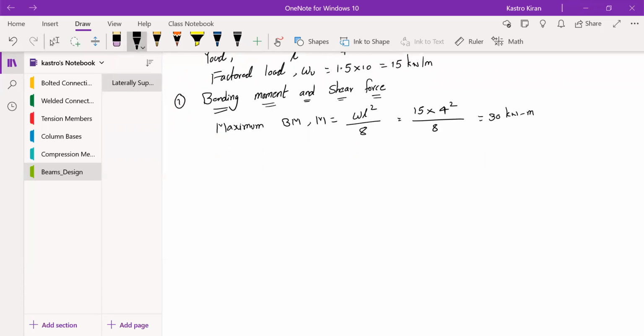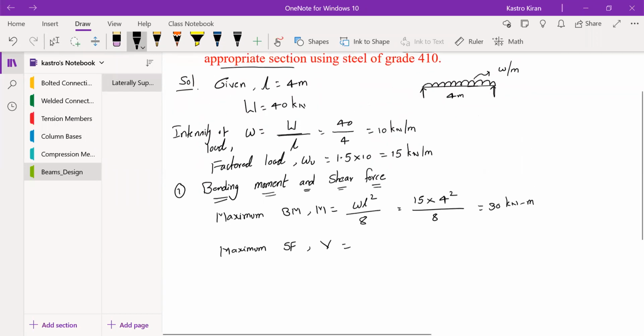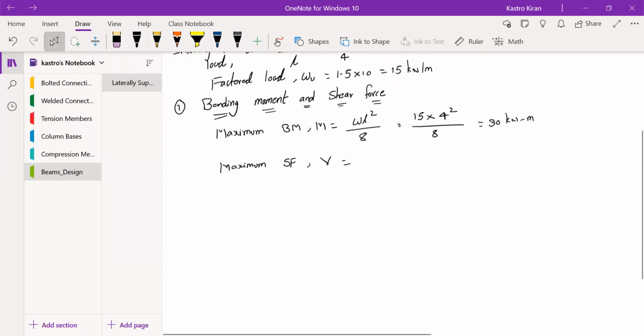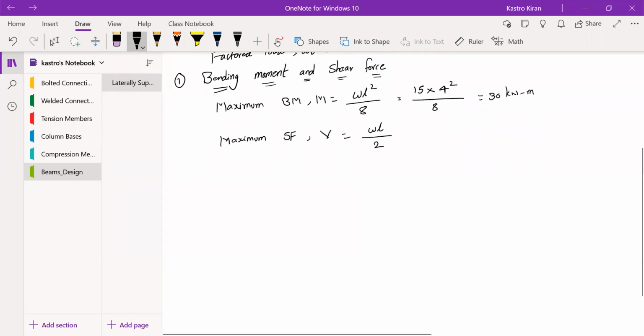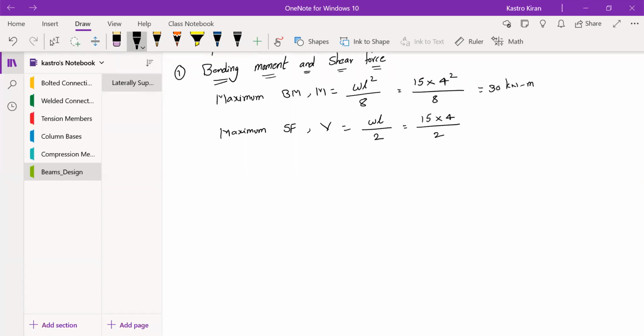Okay. Similarly, you also have to find out the value of maximum shear force, SF, which is denoted with the symbol capital V. So you know the formula, I guess you have an idea about this. The maximum shear force for a simply supported beam carrying UDL is WL by 2, right? So this is the formula to find out the maximum shear force, where W value is 15 and the effective span is 4, upon 2. Which will give you again 30 kilonewtons. So now you have got the maximum shear force and the maximum bending moment values.